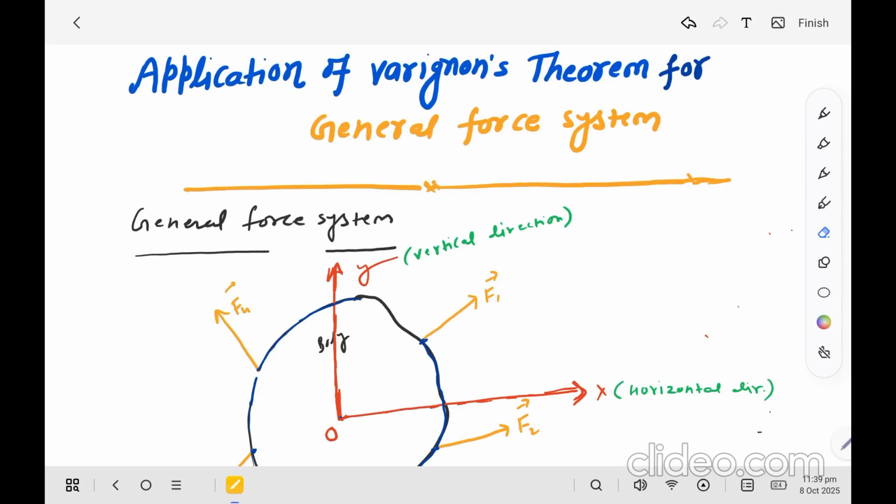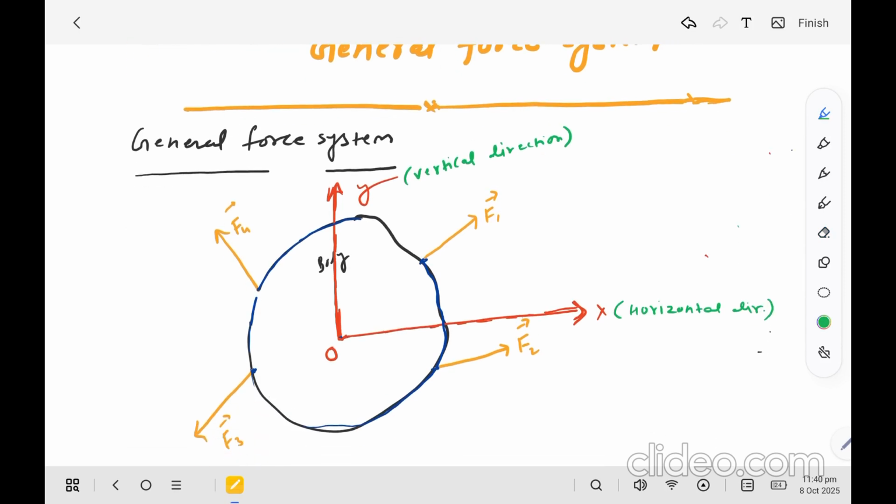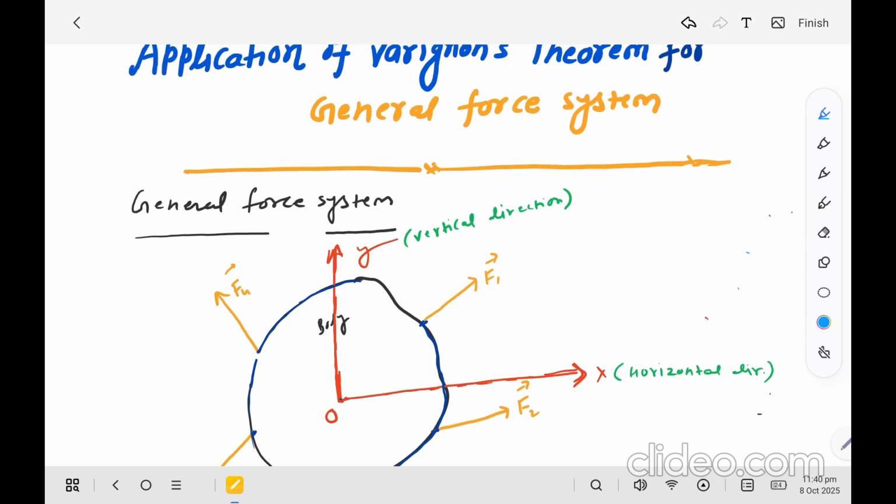Hello, today I will discuss the application of Varignon theorem for general force system. First I will discuss the general force system, and then I will apply the Varignon theorem to find the resultant as well as position of the resultant from a given point on a body.